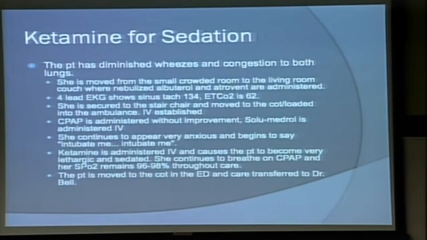She has diminished wheezes, congestion to both lungs. I'm not sure what congestion means, but she is moved from small crowded room to the living room couch where nebulized albuterol Atrovent are administered. A 4-lead, 12-lead, or 4-lead shows sinus tach at 134, ETCO2 is 62. Sounds like asthma / COPD / whatever. She is secured to the stair chair, moved to the cot, loaded in the ambulance. CPAP is administered without improvement. Solumedrol is administered. She continues to be very anxious and begins to say, intubate me, intubate me.